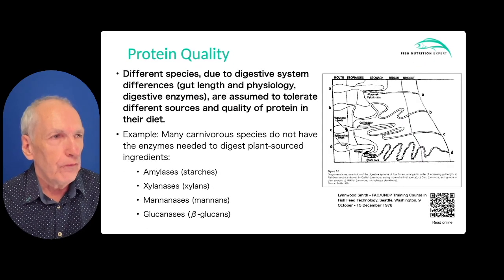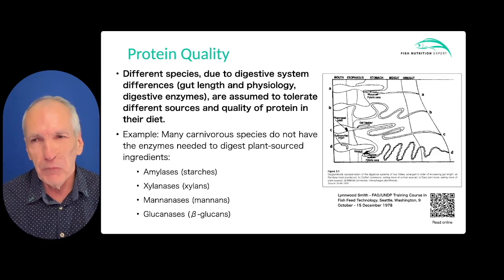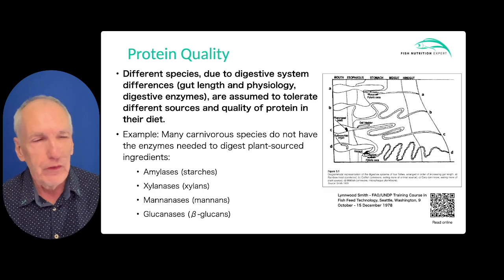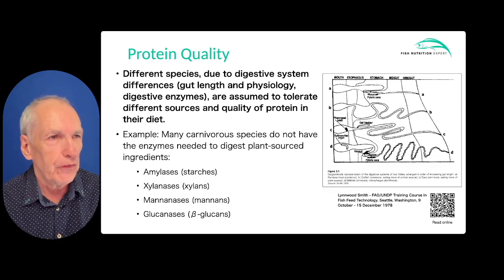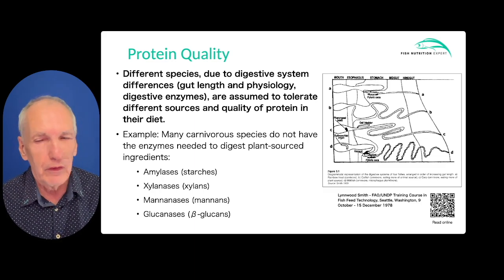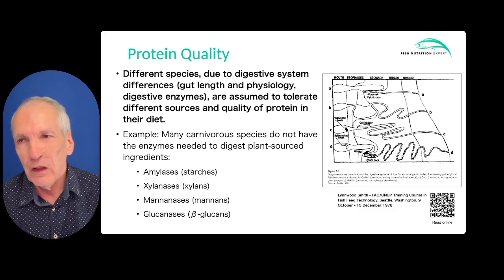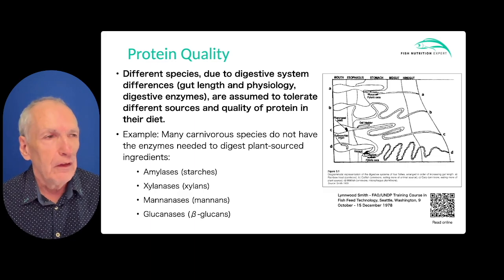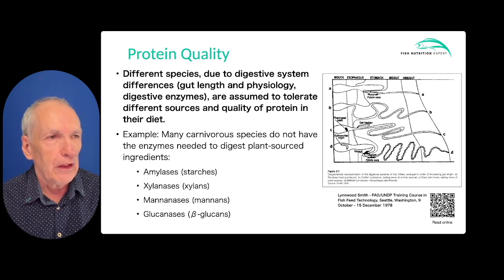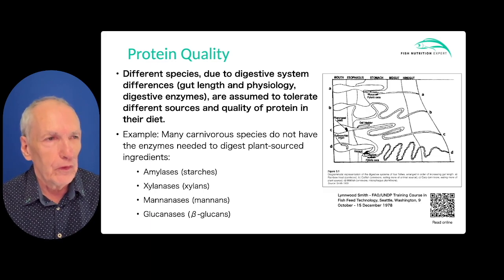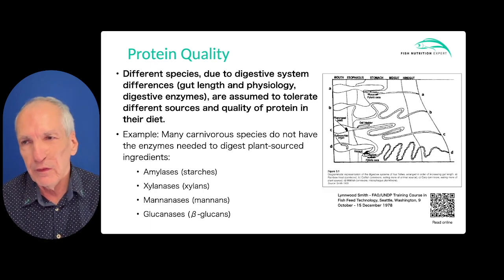Now, when we start talking about protein sources or protein quality, we have to consider that different species, due to digestive system differences, that is in terms of their gut length, their physiology, their digestive enzymes, are assumed to tolerate different sources of feed and the quality of the protein in the diet.